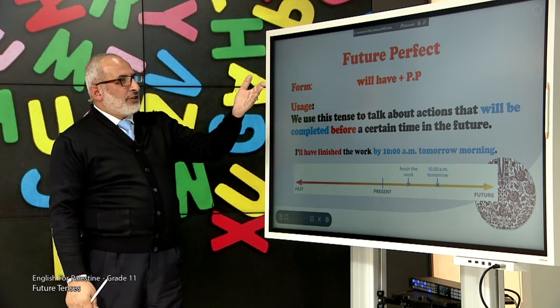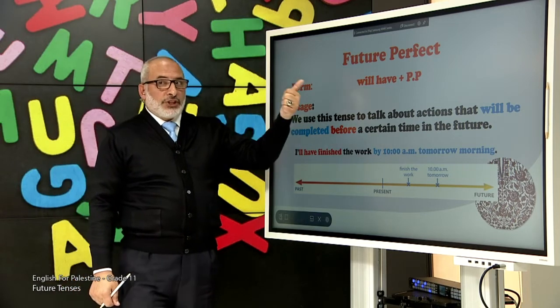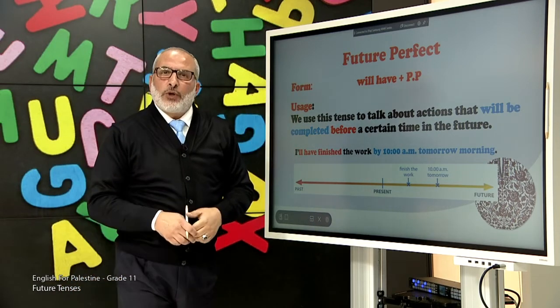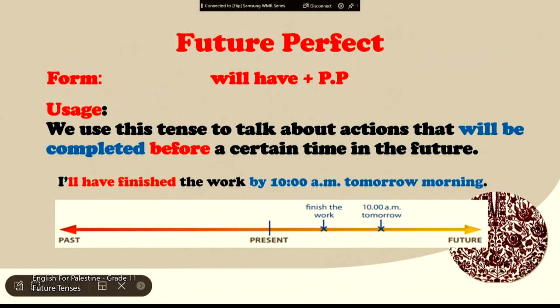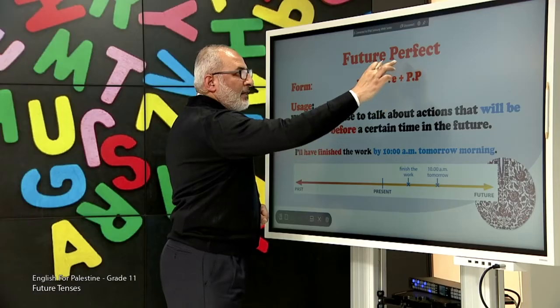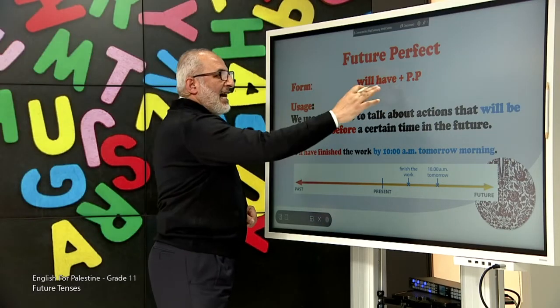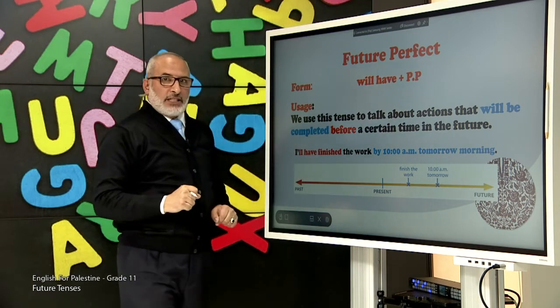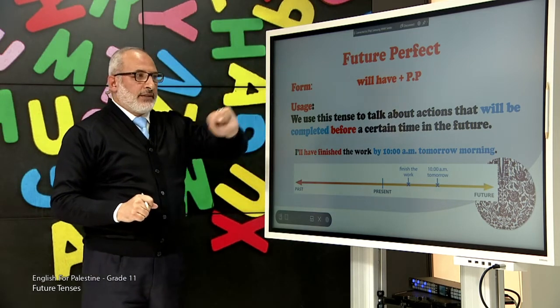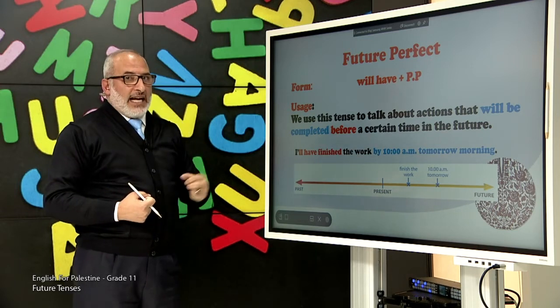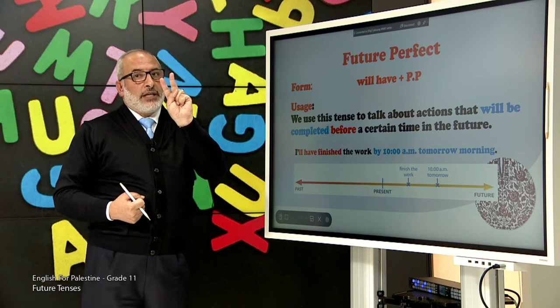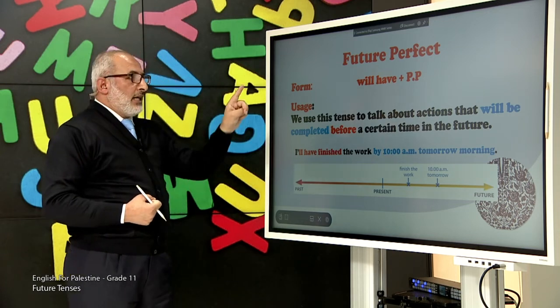It is future perfect. Future perfect. What is the form of future perfect? Yes, will have plus the past participle of the verb. Will for the future, have plus past participle for perfect. Will have plus past participle. This is the form of future perfect. Okay, now when do we use this tense? Actually, there are two uses for this tense.